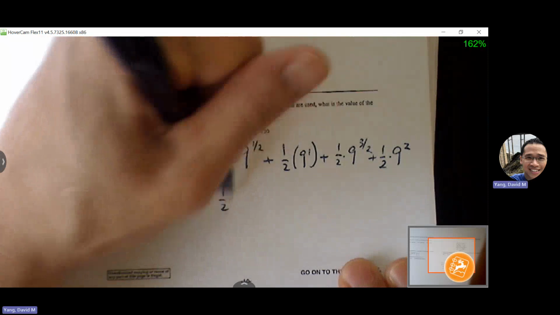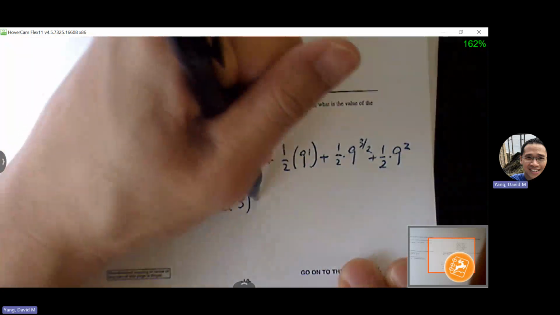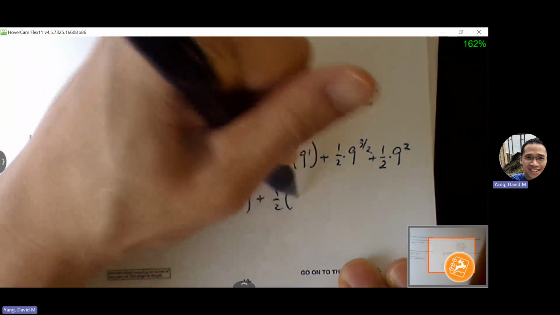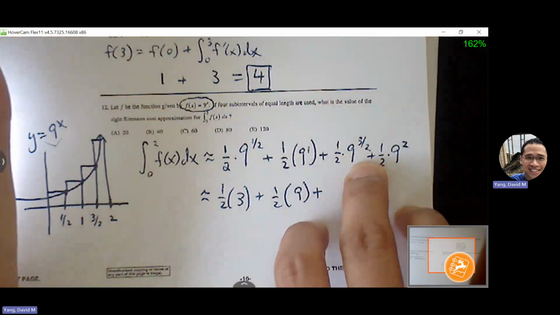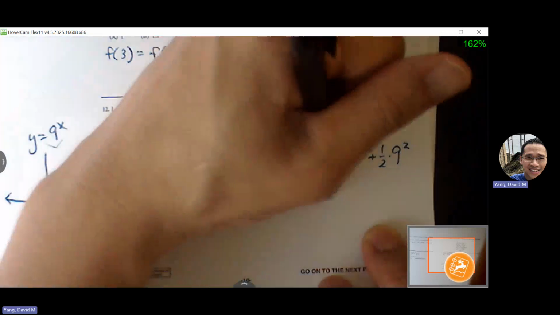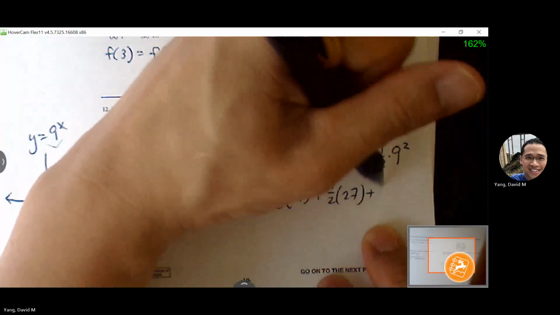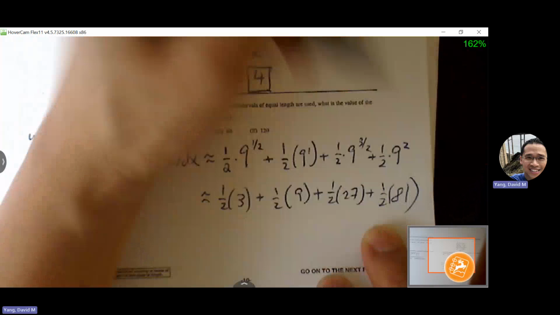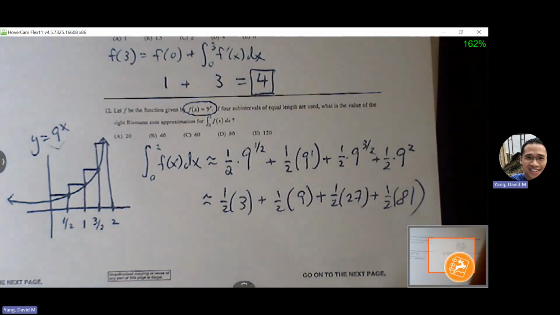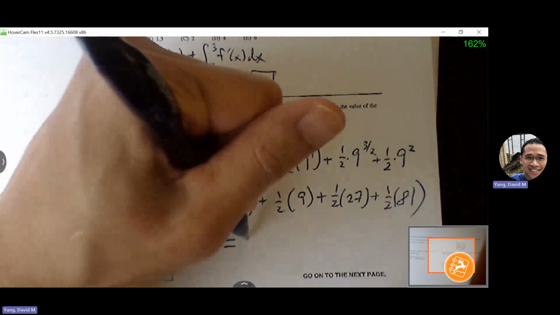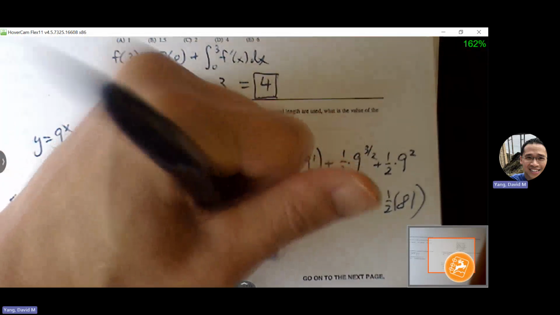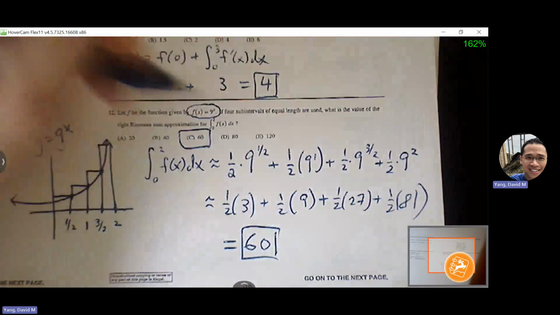So this is 1/2 times 3, that's the square root of 9. 1/2 times 9, 9 to the first power is 9. 9 to the 3/2 is the same thing as the square root of 9, which is 3, and 3 cubed is 27. And then 1/2 times 81. Now we do have to add this up by hand. Sometimes you may have some problems that require a little bit more calculation than others, but adding up, this ends up giving us 60.